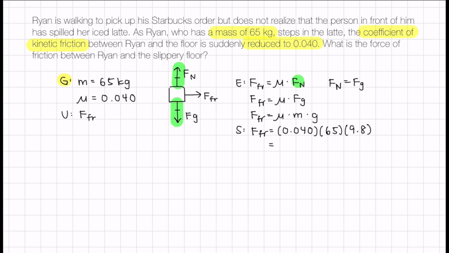If I simplify that further, I will get 0.040 times 637. And if I simplify that further, the answer is going to be that the force of friction is equal to 25.48 newtons. Now I'm going to refer to my free body diagram, and it looks like the force of friction, which is what we're solving for, is moving in the rightward direction.